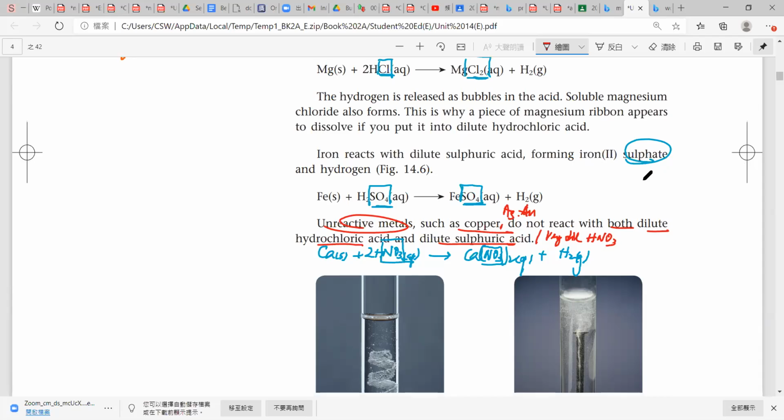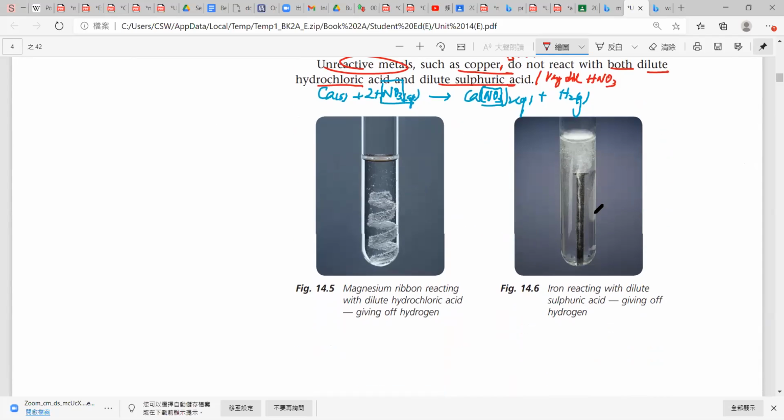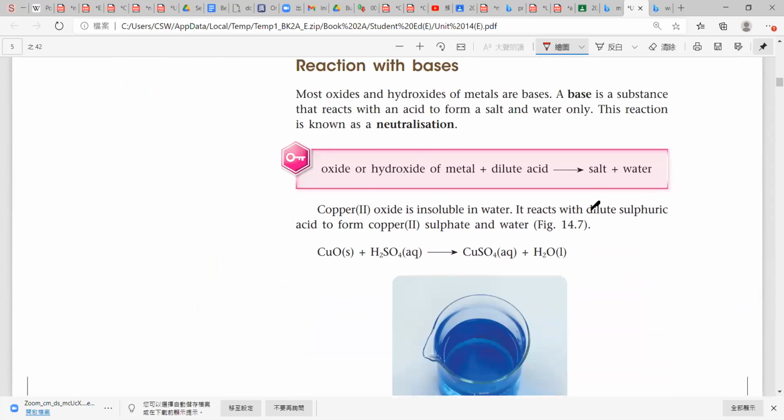So this is what I would like to remind all of you, right? This question. Now, how about base? What is meant by base? The reaction of base. I just mentioned the two types of base in the video. One is copper oxide. The other one is magnesium oxide, right? Just remember. What is meant by base? Base is a substance which will react with the acid to form salt and water only.